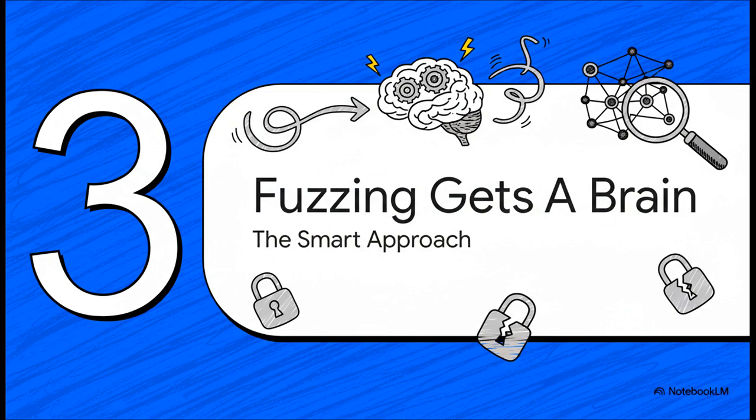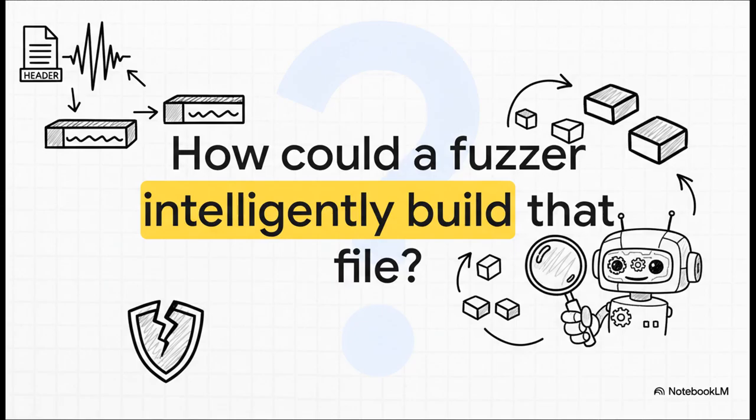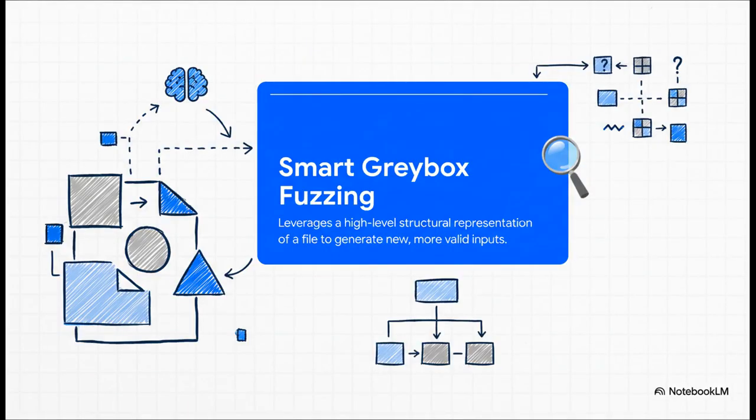This is where the research gets really interesting. It's time to give the fuzzer a brain. So the question becomes, how could you design a fuzzer that's actually smart enough to understand the structure of a WAV file and then intelligently construct that malicious two-chunk file all by itself? And here is the answer, a technique called smart greybox fuzzing.